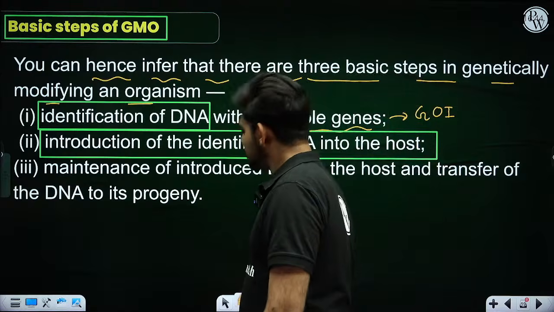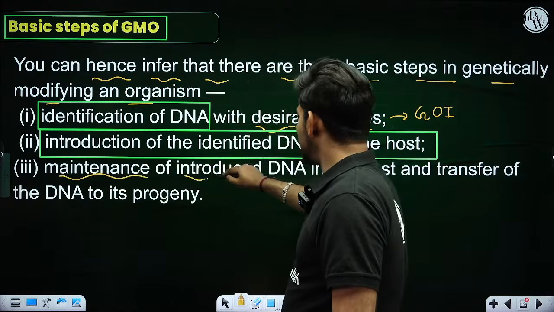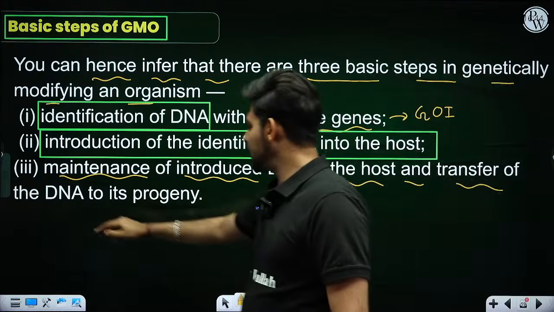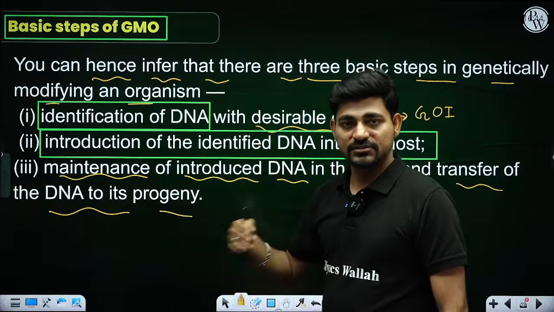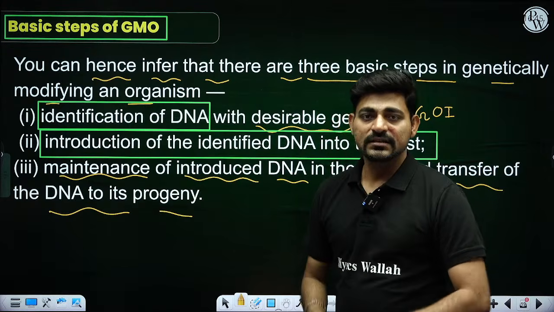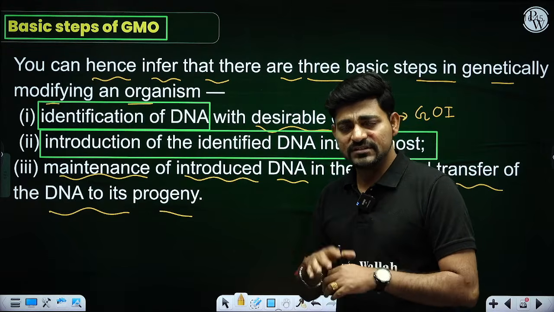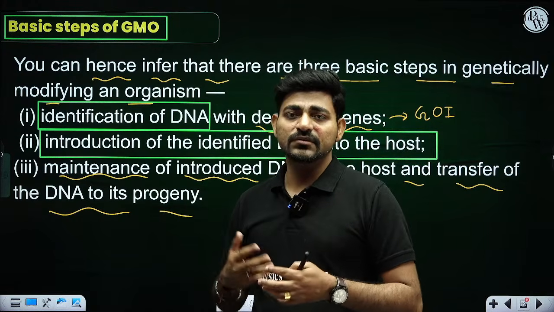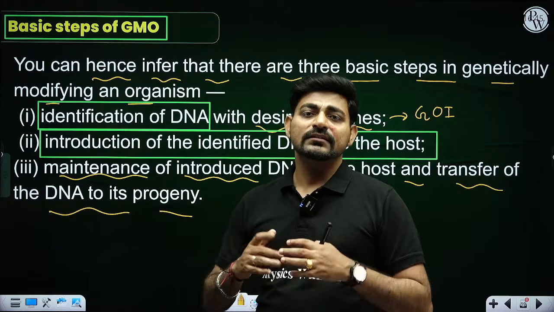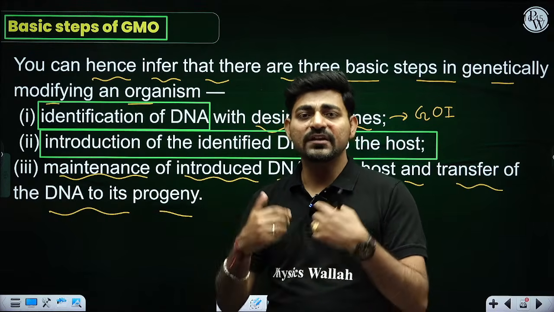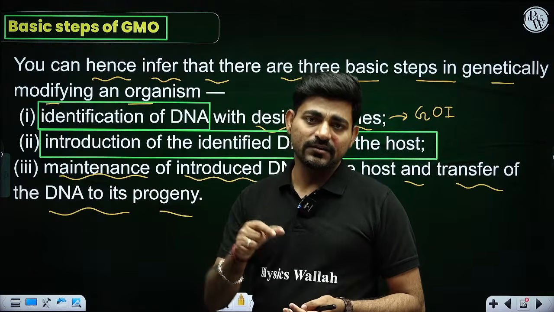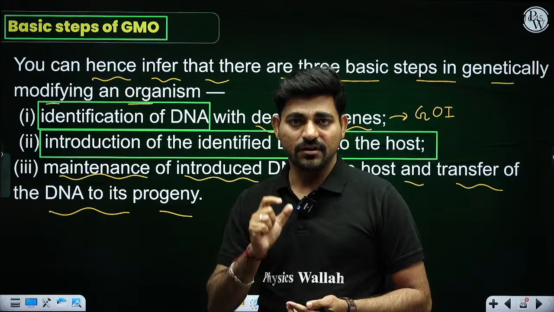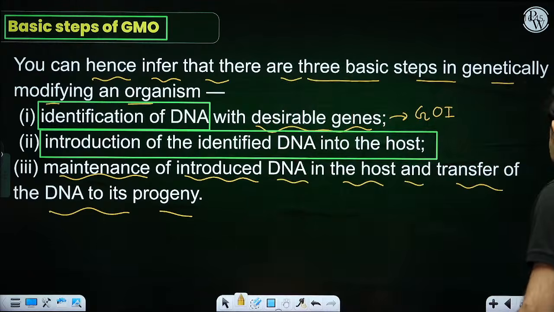And the third step is maintenance of the introduced DNA in the host and transfer of the DNA to its next progeny. That means if the host is a bacteria, then when it does cell division, when it does binary fission, the upcoming progeny, the upcoming E. coli, will possess that tetracycline resistant gene of interest inside them.